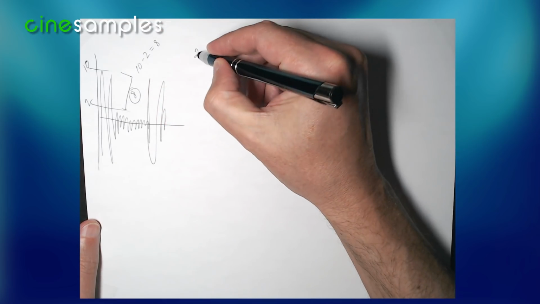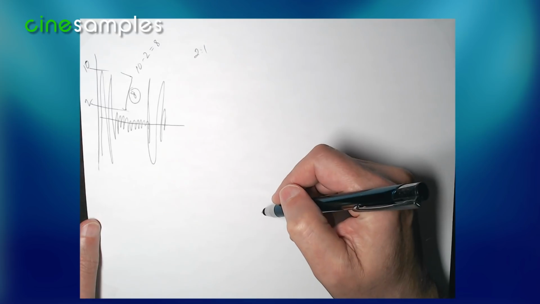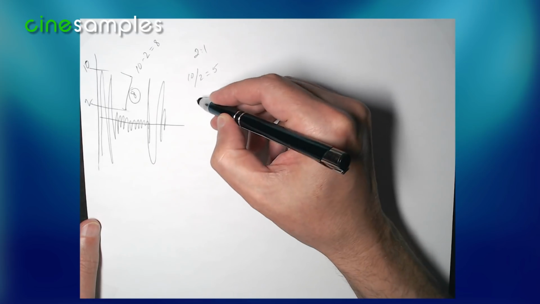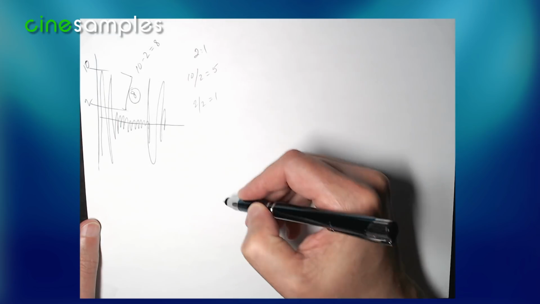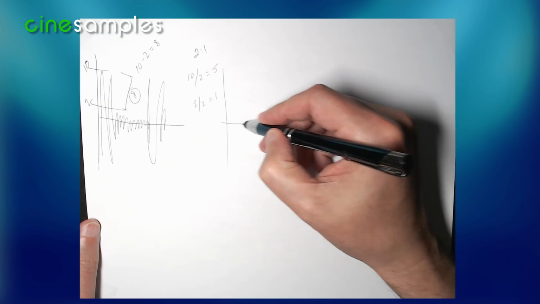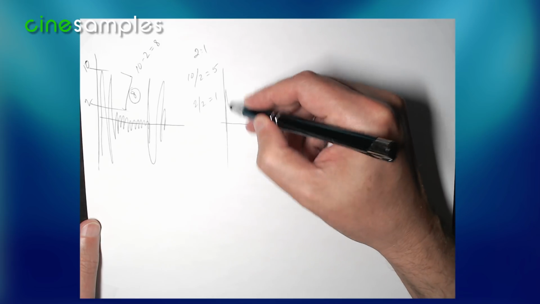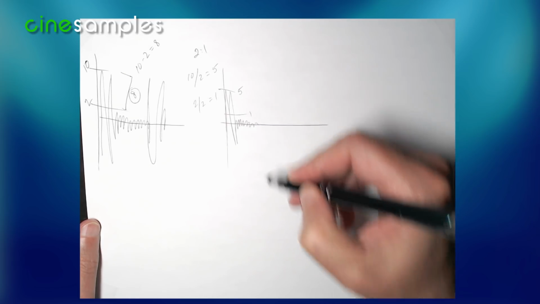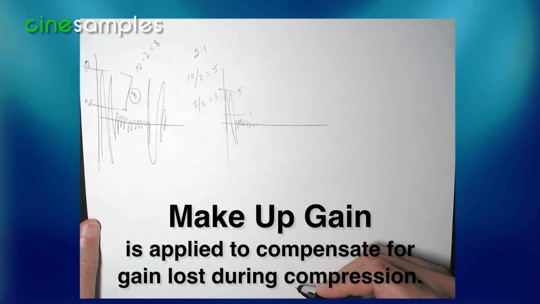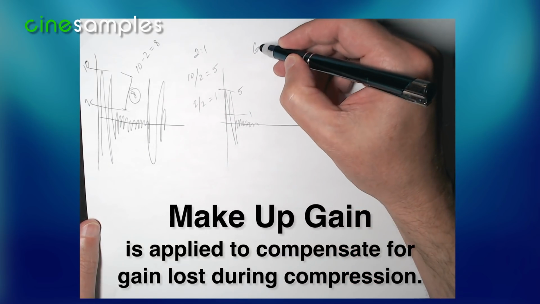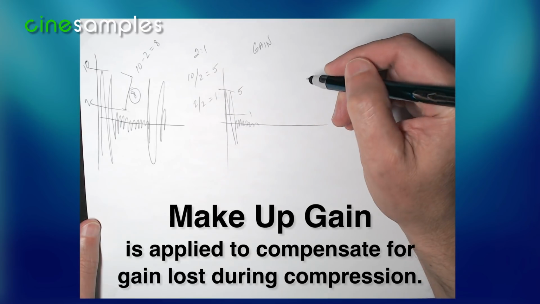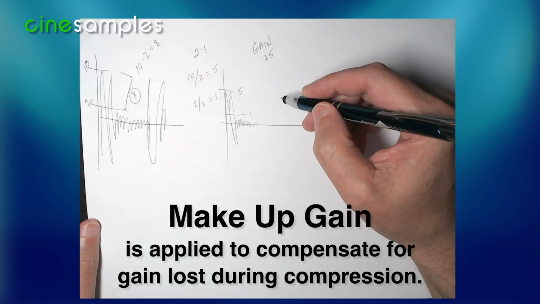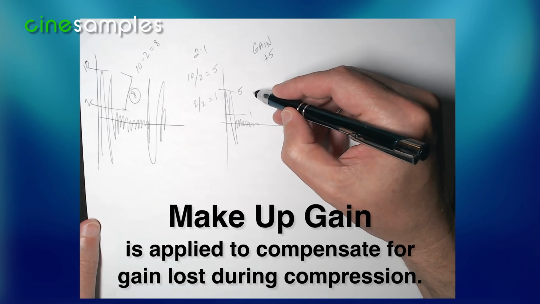Let's apply some compression at a ratio of 2 to 1. A 2 to 1 ratio basically divides each value by 2. So 10 divided by 2 is 5, and 2 divided by 2 is 1. So now our peak words are at 5, and our softer words are at 1. Next, we add what we call makeup gain. Since compression is gain reduction, gain must be added after the compression process in order to compensate for the gain that's lost. So gain is completely additive.